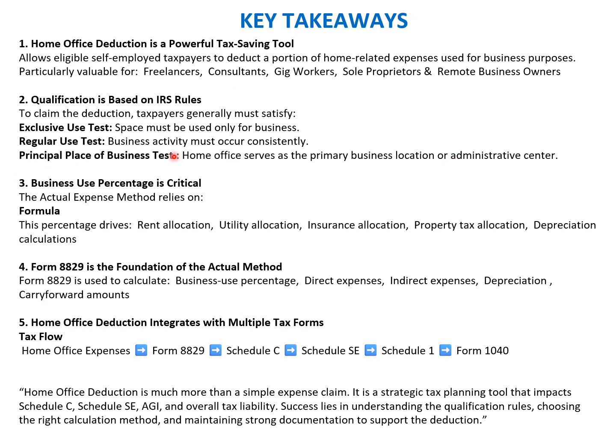These are the typical tests performed by the IRS to evaluate whether the deduction is genuine or not. The business use percentage is critical because the actual expense method relies on the formula. This percentage drives the rent allocation, utility allocation, insurance allocation, and other common expenses allocated to the home office deduction. Form 8829 is used to calculate the business use percentage, direct expenses, and indirect expenses. The home office deduction flows from Form 8829 to Schedule C, then to Schedule 1, and then finally to Form 1040.